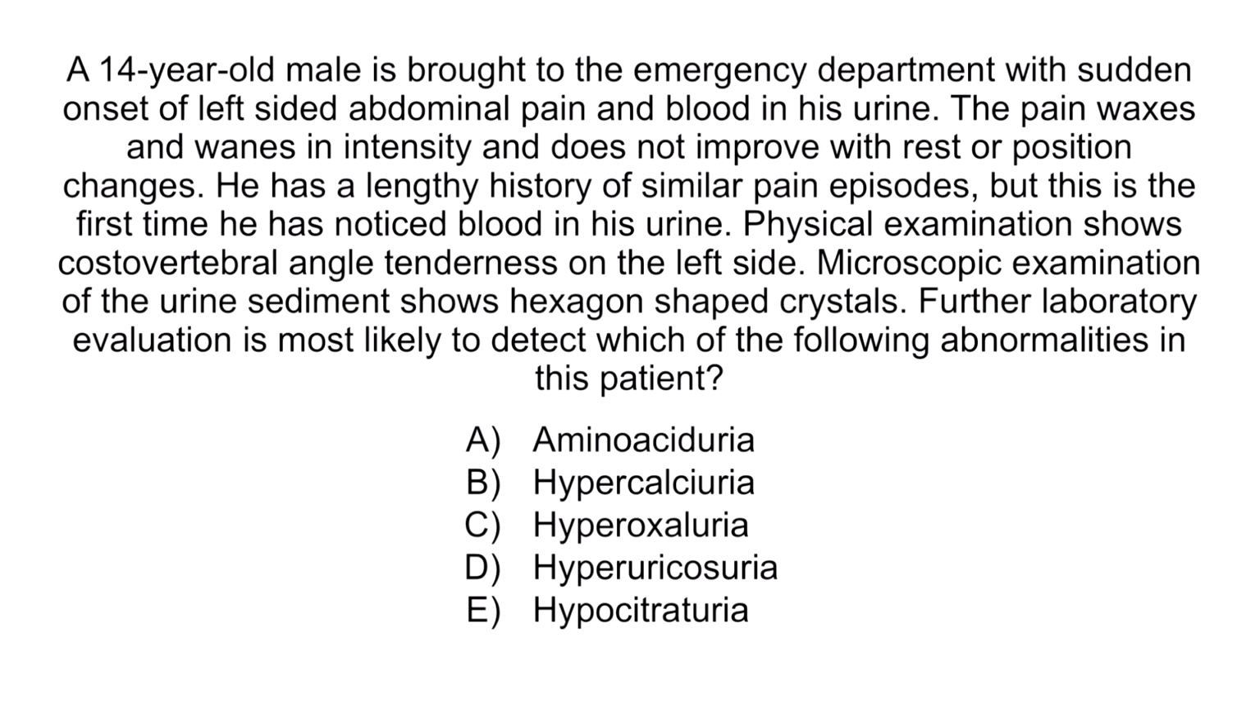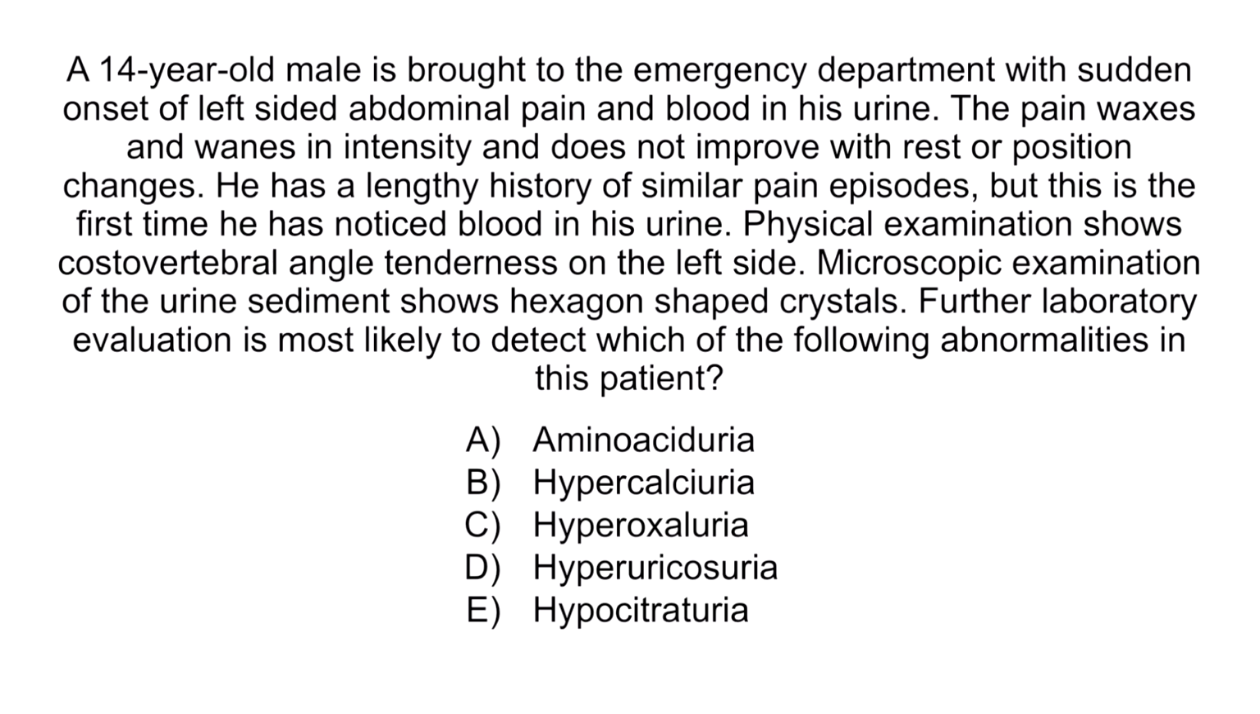All right, let's wrap up with a question. A 14-year-old male is brought to the emergency department with sudden onset of left-sided abdominal pain and blood in his urine. The pain waxes and wanes in intensity and does not improve with rest or position changes. He has a lengthy history of similar pain episodes, but this is the first time he has noticed blood in his urine. Physical examination shows costovertebral angle tenderness on the left side. Microscopic examination of the urine sediment shows hexagon-shaped crystals.